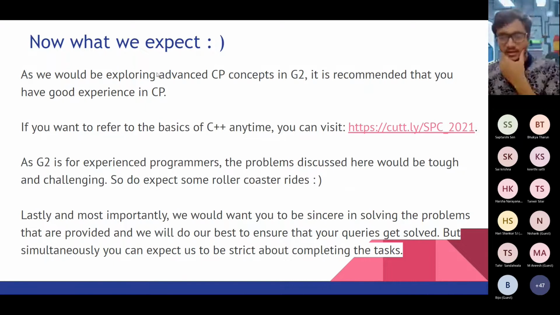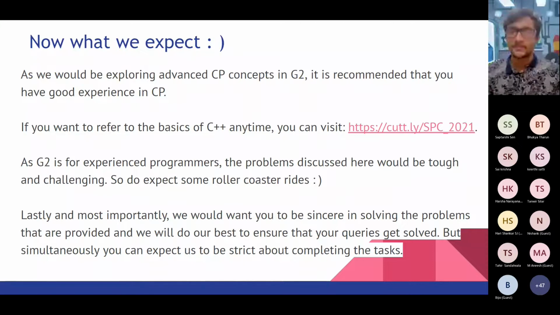And this is what we expect you to know before the event starts. What we would want from you when the event goes on is that you are sincere in problem solving and you complete the task that has been given. So we don't expect you to solve all the 10 problems. We know that someone might not be able to give that much time, or they may not be very familiar with the difficulty level.